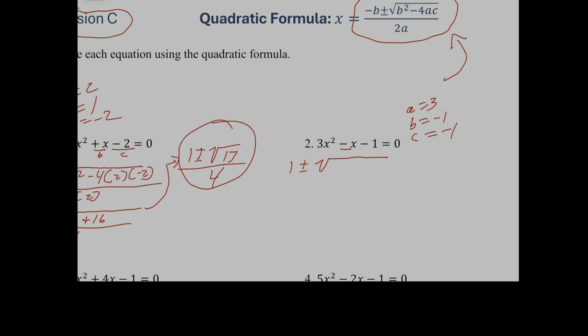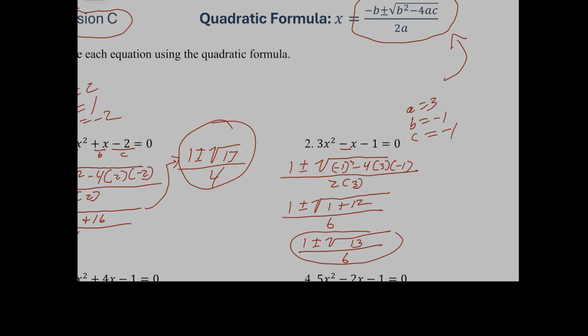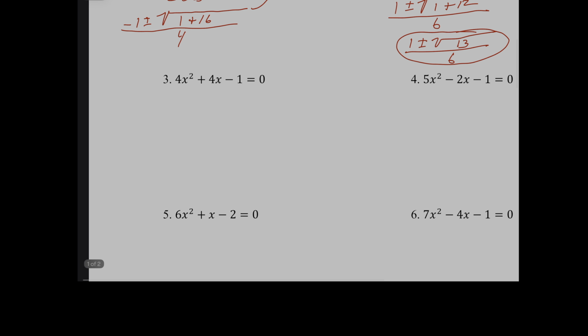Plus or minus the square root of B squared, that's a negative 1 squared, minus 4 times A times C, all over 2A. That becomes 1 plus or minus square root, negative 1 squared, it's just a normal 1, negative 4 times 3 is a negative 12, times negative 1 is a positive 12, all over 6. Well, that's going to become 1 plus or minus root 13 over 6. Boom. And that's it, my friends. That's the answer. Okay, let's keep going on to number 3.